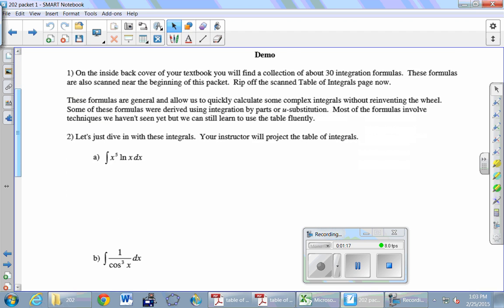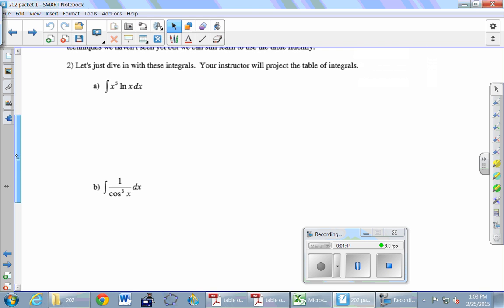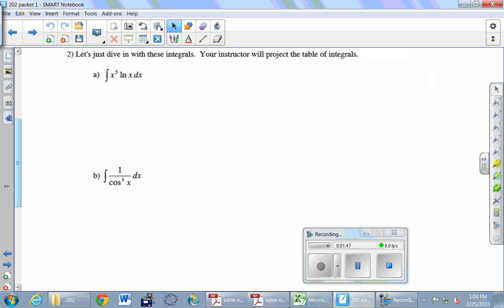Number 1 says on the inside back cover of your textbook, you will find a collection of about 30 integration formulas. I scanned that and I put it in the packet, so go find it. It should be like the first page or 2, depending on how many attempts you had on quiz number 2. Table of integrals, rip that page off. We're going to use it today. Page 7, rip off page 7. Everybody find it? Ripped it off? Okay, let's jump in and see if we can use the table of integrals to tackle some tough integrals.